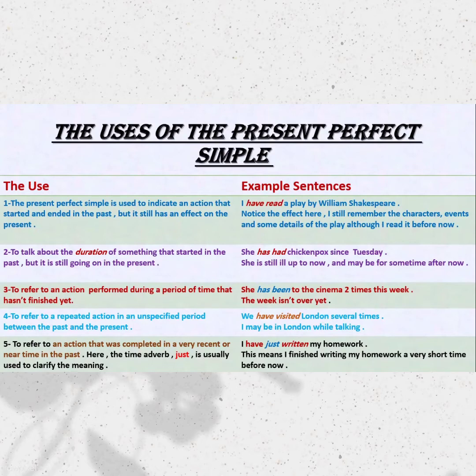Number 3. We can use the present perfect tense to refer to an action performed during a period of time that hasn't finished yet. The verb started in the past in a period of time that is still going on now. The period of time doesn't finish up to now. For example, if I say, she has been to the cinema 2 times this week, we can say the time is still going. It is not over up to now. Okay? So this is the third use of the present perfect.